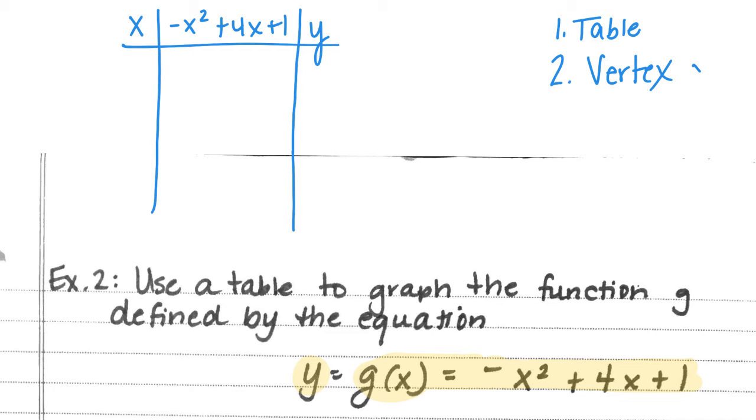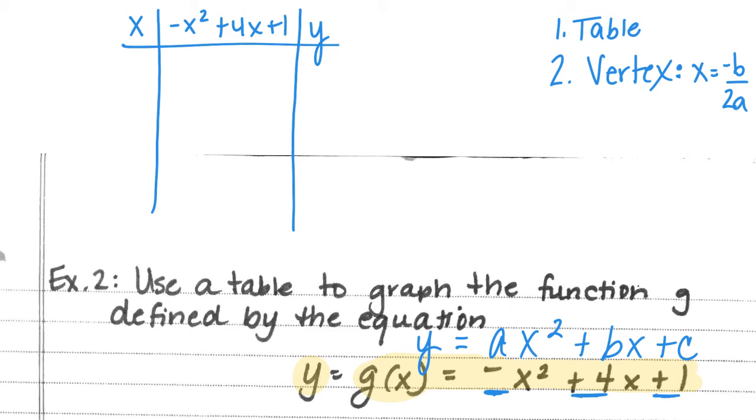So remember, the x point of the vertex is the opposite of b over 2a. So if this is ax squared plus bx plus c, I know my a is negative 1, my b is 4, and my c is 1. So I'm going to write that down here in red.